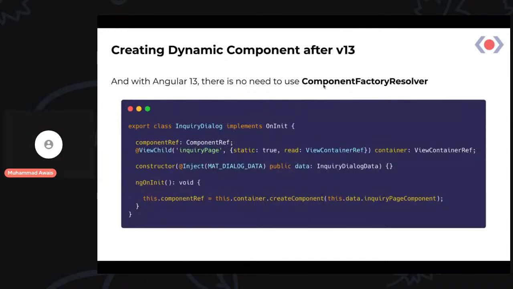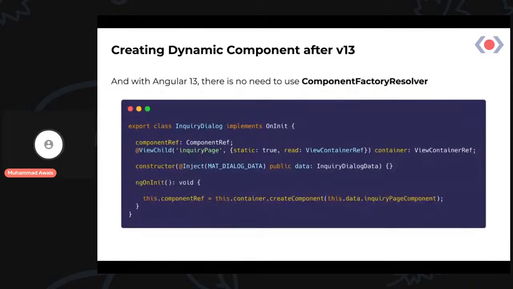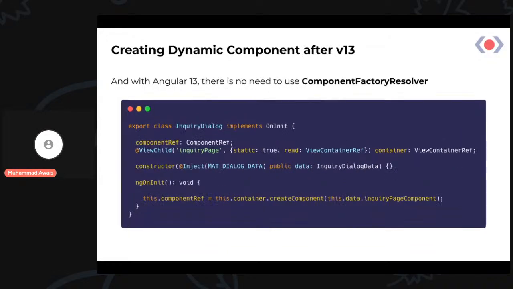Okay. So now in creating dynamic components after v13, there is no need to use the component factory resolver. Right. So how are we going to use that? If we compare it with the above slide, there's a lot of boilerplate code in the above one. Here, you can see we have the component reference, but inside the constructor, we are not using the component factory resolver anymore. So after v13, we have avoided the component factory resolver.